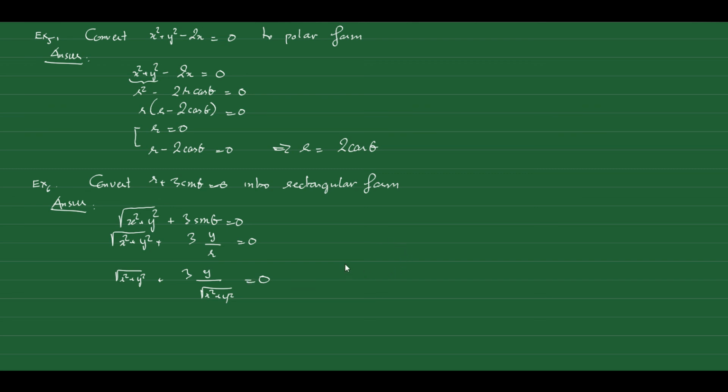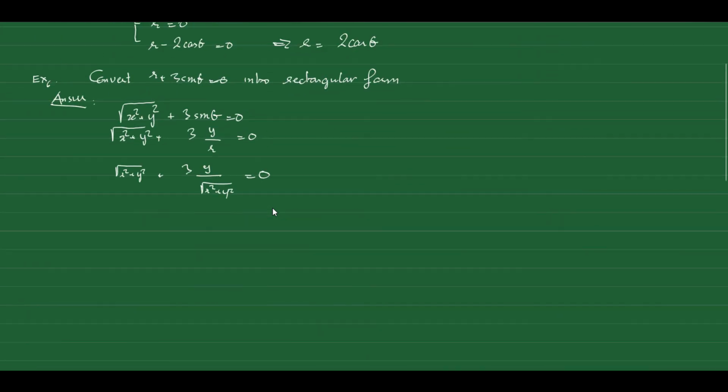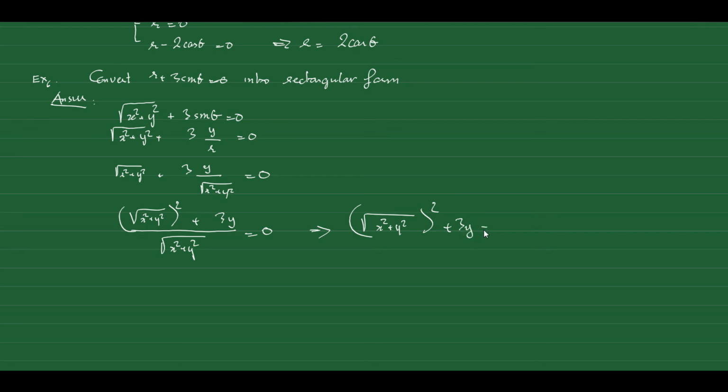So if I find the LCD, we have the square root of x squared plus y squared, plus 3y over the square root of x squared plus y squared, equals 0. So from here, we multiply both sides by the denominator, so we're going to have x squared plus y squared plus 3y equals 0. There you go, done. Good. See, very easy.